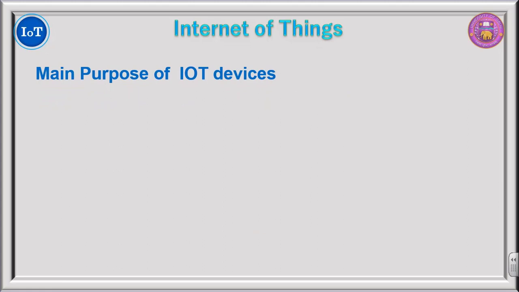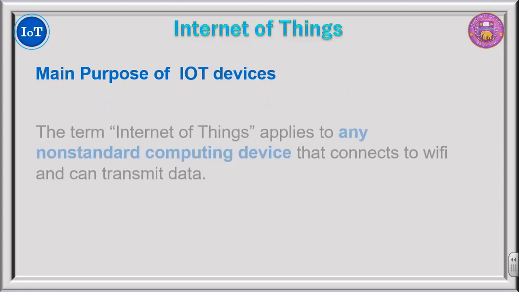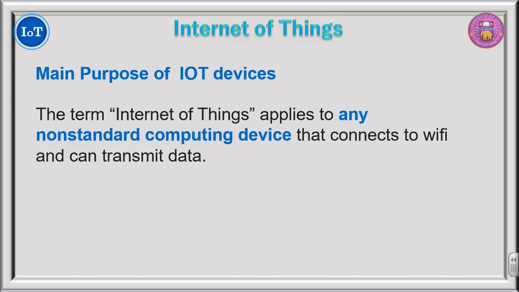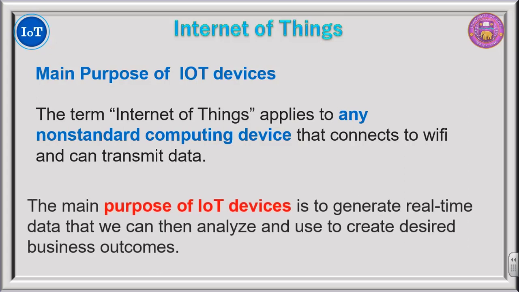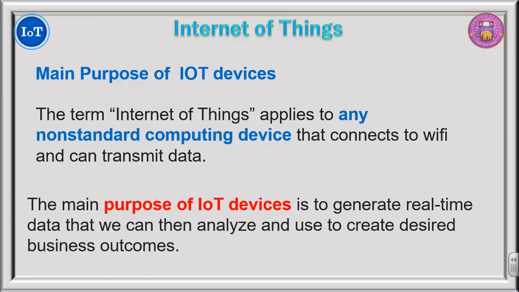What is the main purpose of IoT devices? The term Internet of Things applies to any non-standard computing device that connects to Wi-Fi and can transmit data. The main purpose of IoT devices is to generate real-time data that we can then analyze and use to create desired business outcomes. So here the purpose is to analyze the data from different devices in order to make the business become more efficient.